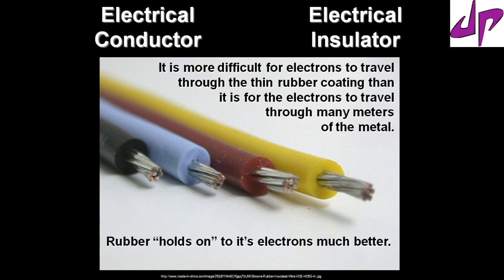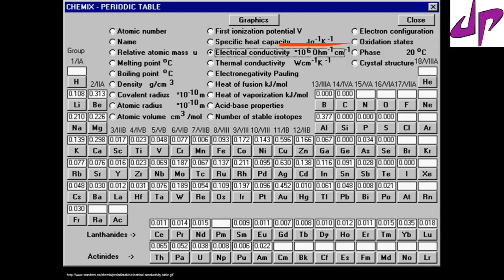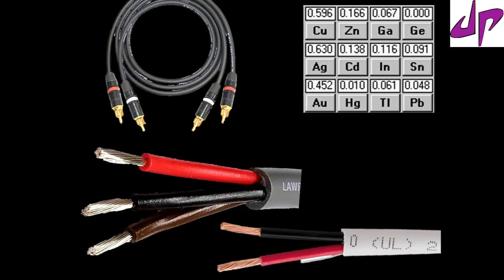Rubber holds on to the electrons much better. If you look at the periodic table, the materials copper, silver and gold show high electrical conductivity. So copper, silver and gold are the best conductors of electricity. Because of this conductivity, these materials are used in all our electrical appliances.